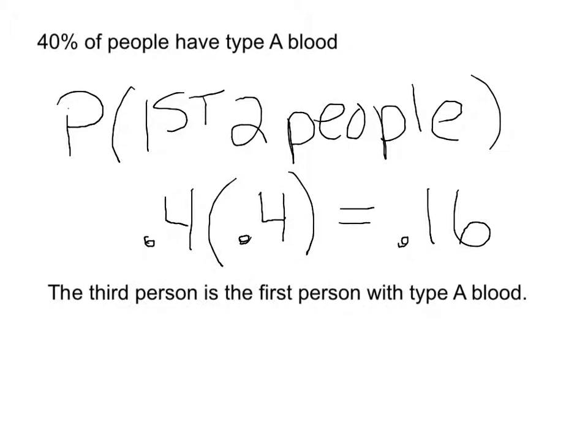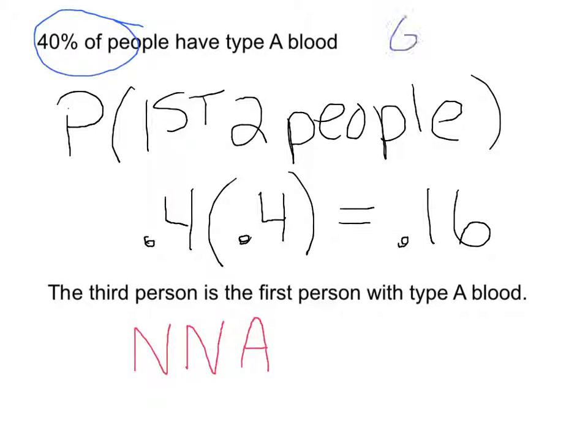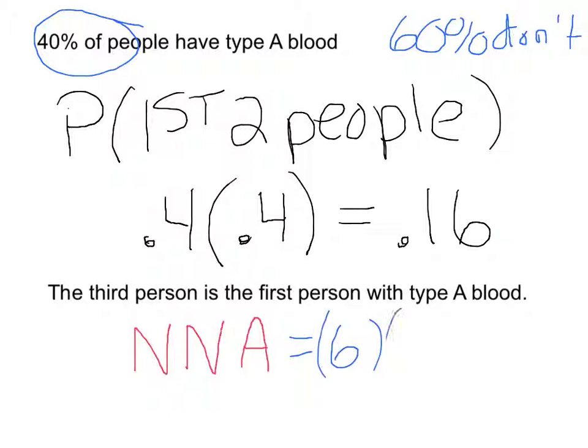Here's a different question. What's the probability of the third person to come in the room as the first person with type A blood? So when I think about that, I think they're not type A, and the next one's not type A, but then we get a type A. So you have to go back to the original question. If 40% of people have type A, that means 60% don't. So if there's a 40% probability of having type A blood, there's a 60% probability of not having type A blood. So this is going to be 0.6 times 0.6 times 0.4, which is about 14%.